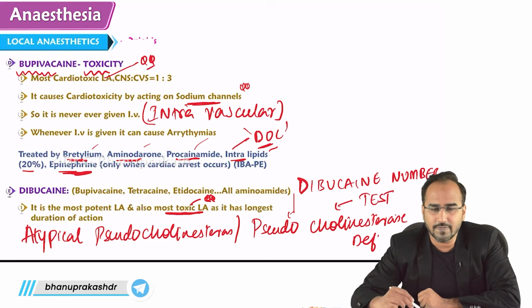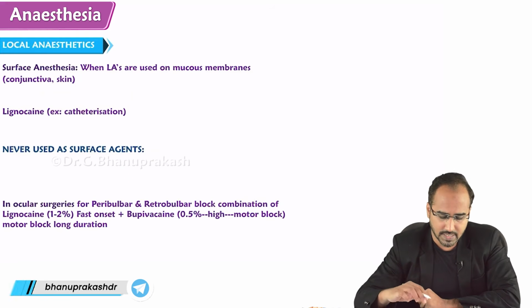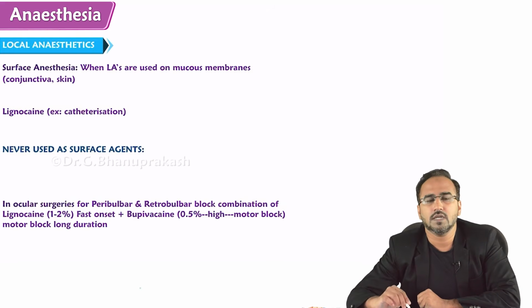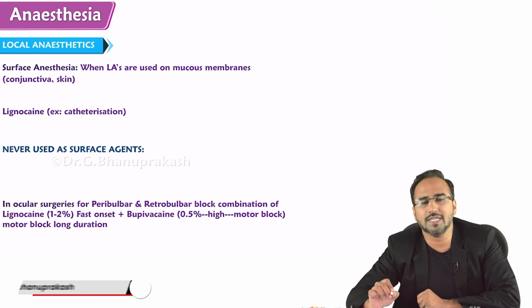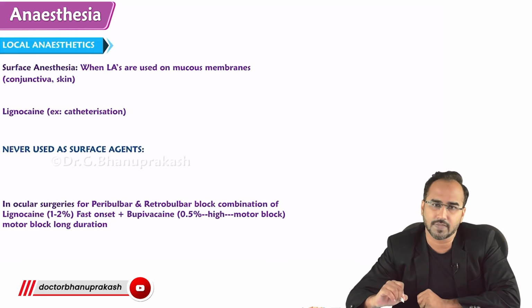Okay, so that were a few local anesthetics, guys. Next is surface anesthesia. What is meant by surface anesthesia? Surface anesthesia means when a local anesthetic is applied on the skin or the mucous membrane, it is called surface anesthetics or surface anesthesia, right?